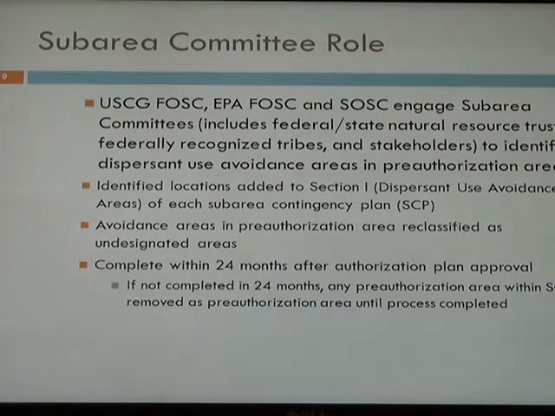When we set up an avoidance area in the pre-authorization area, it's reclassified as an undesignated area. And we have to complete this process within 24 months after the plan was approved. So we have until January of 2018 to complete this process. And if it's not completed within the 24 months, any pre-authorized area within that sub-area is removed as pre-authorized area until the process is completed. So it would remain an undesignated area.